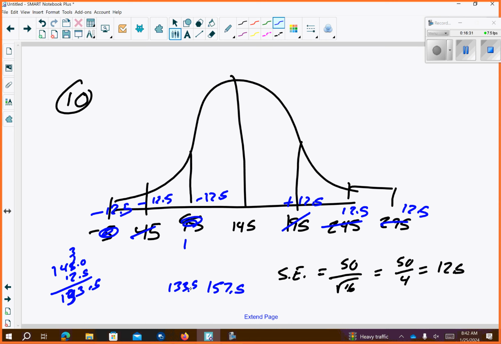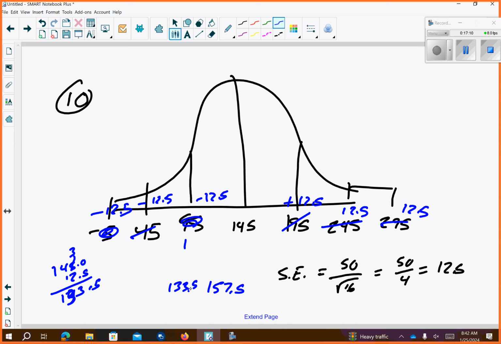Okay, so basically, if we were doing really bad statistics and we were relying on the standard error in place of the standard deviation, that means that our normal curve looks like a normal curve, even though our original is a skew right. That would mean that roughly 68% of my data would fall between 133.5 and 157.5. So we have basically a 68% chance that if we continue to take a sample size of 16, they would fall within that parameter or that region.